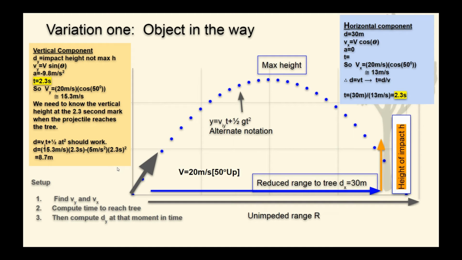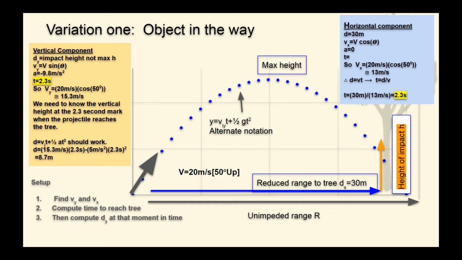So we hit the tree 2.3 seconds into flight, and that has given the ball enough time to come back down to 8.7 meters. What if we wanted the maximum height? Well, then you just recompute by ditching the time and putting in VF equals 0.